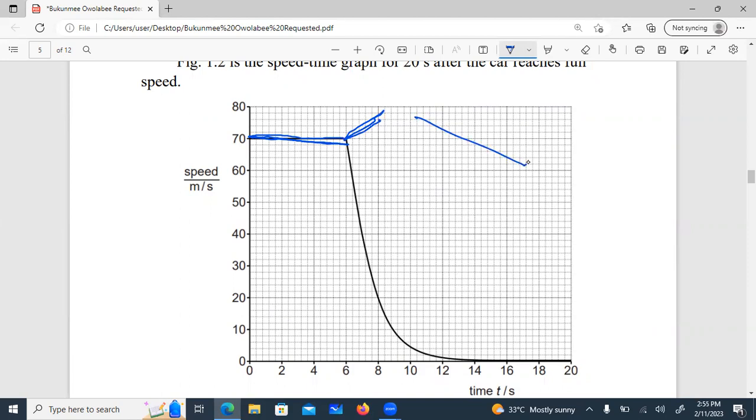For instance, this part that curves downward shows that it's decelerating at a constant rate. That's why we have a perfectly straight line. And whenever you have a curve like this, it means the deceleration is not constant. So let me clean up all these lines so I can mark the points where we have uniform speed.